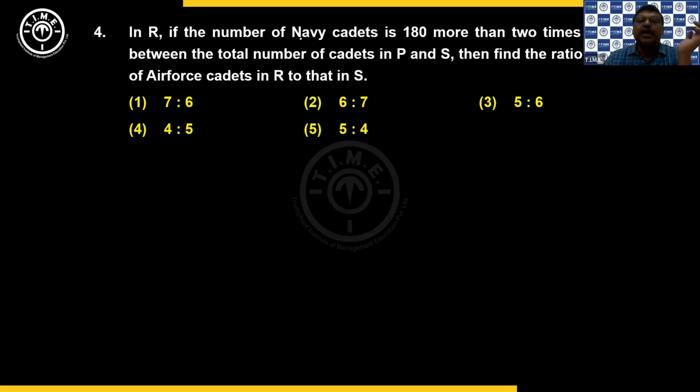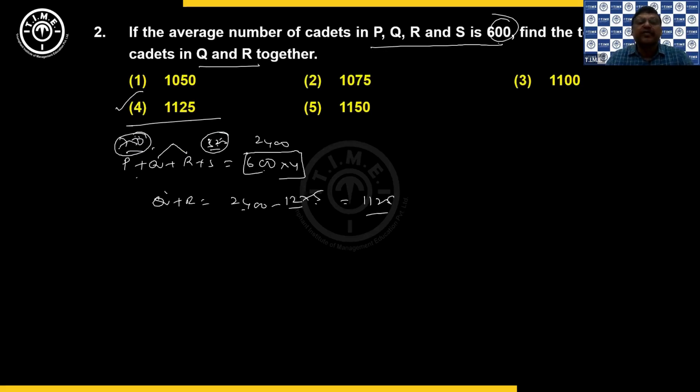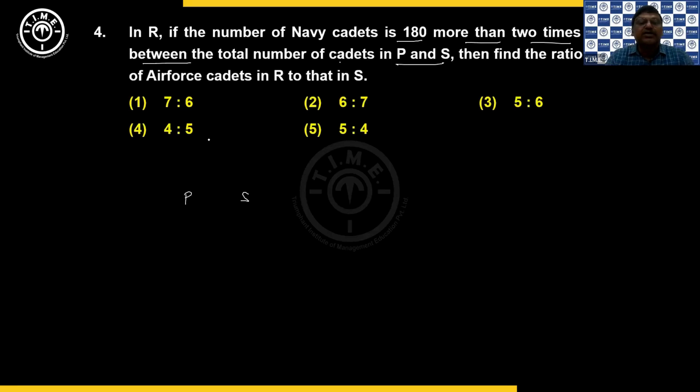In R, the number of Navy candidates is 180 more than 2 times the difference between the total number of candidates in P and S. Students, what is the difference between the candidates in P and S? Even in the previous question you were using 750, 525. Yes or no? What is the difference between them, students? You can see the difference is 225.